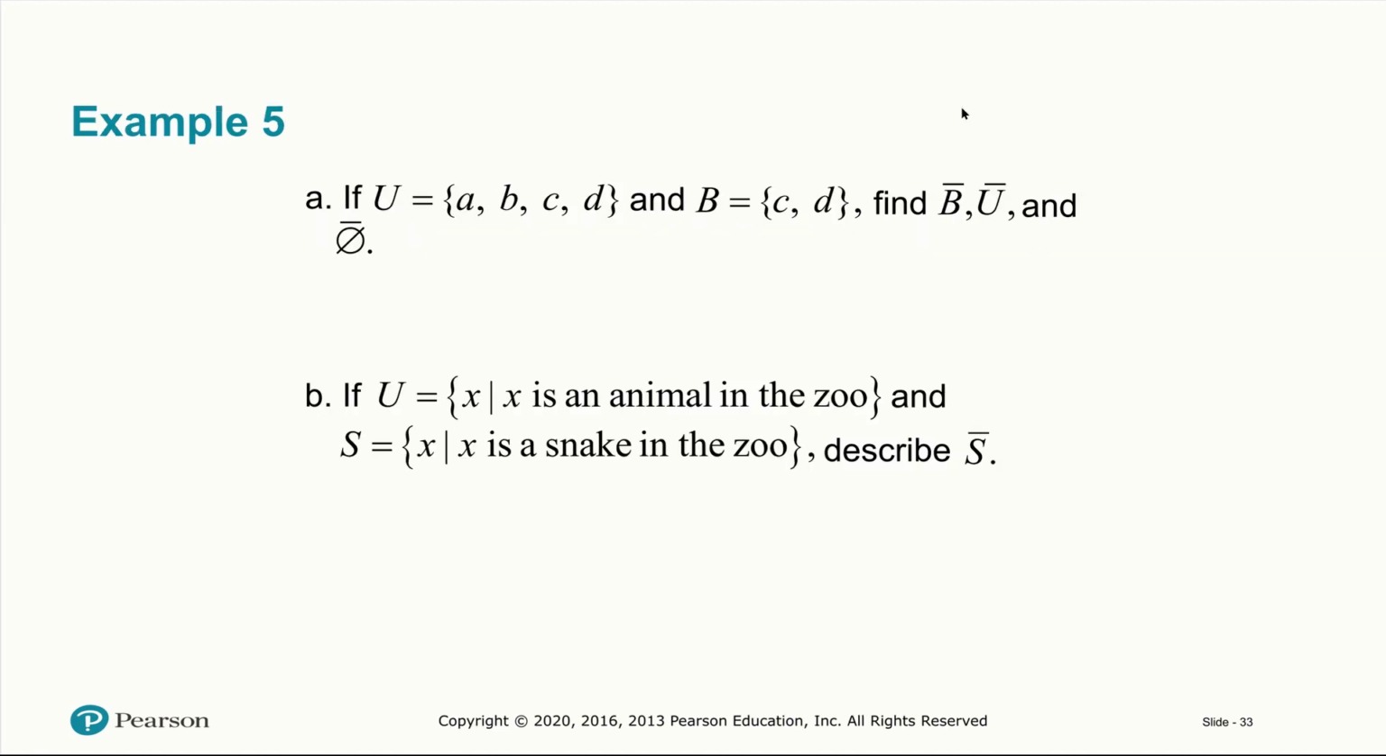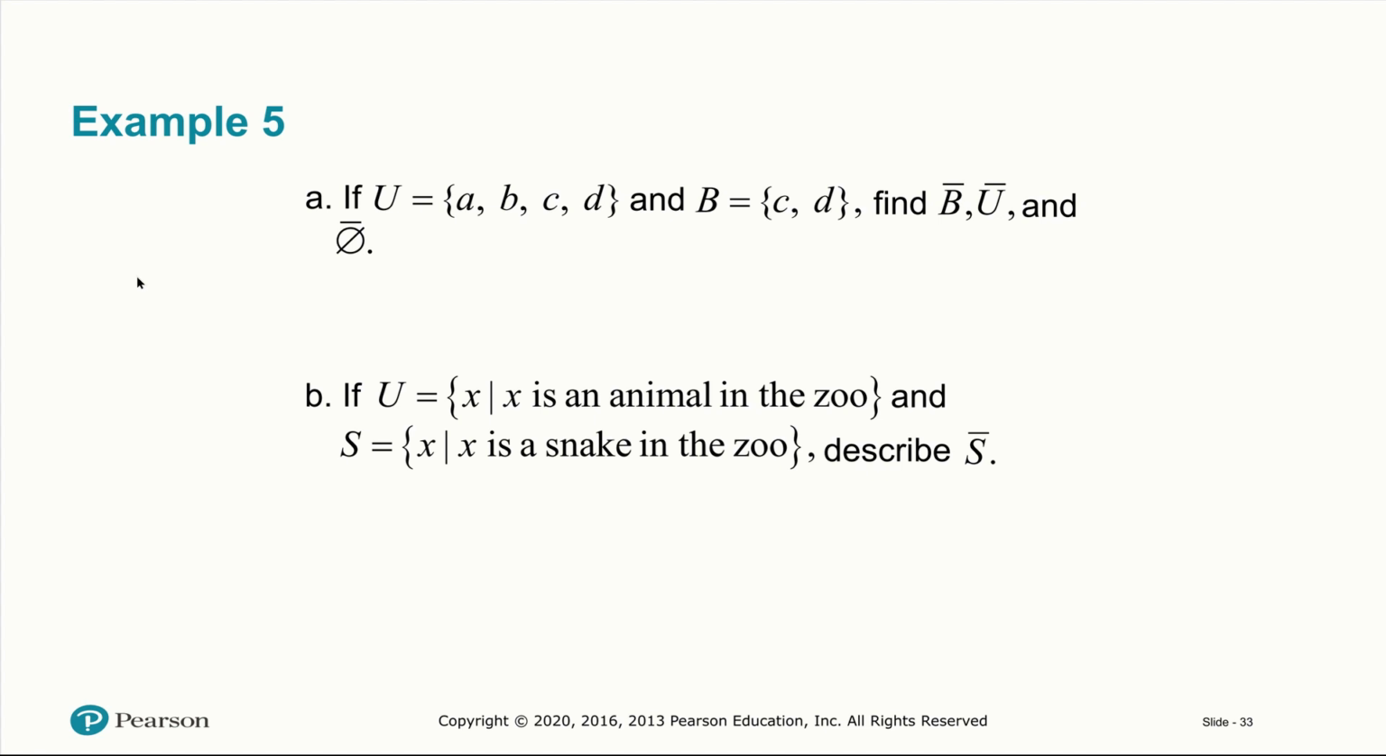So let's consider this example. We have the universal set U composed of the letters A, B, C, and D, and the set B containing only the elements C and D. We want to find the complement of B. We want to find the complement of U, the universal set itself, and the complement of the empty set.